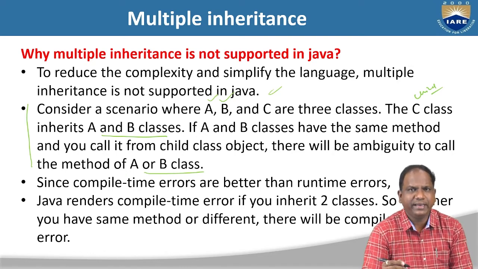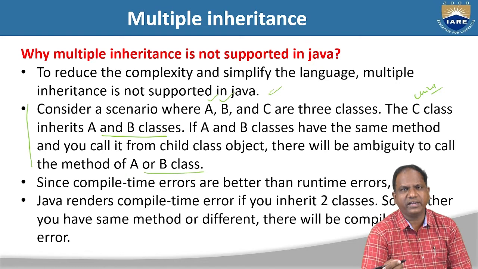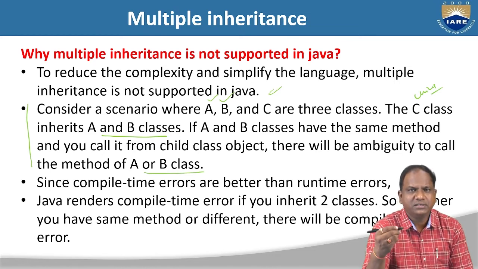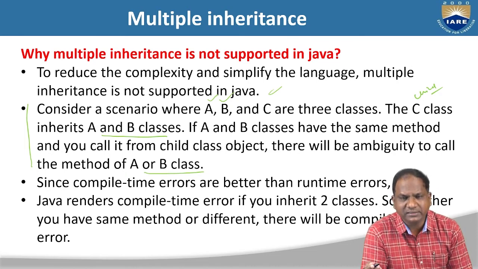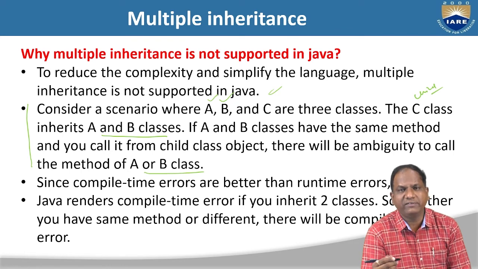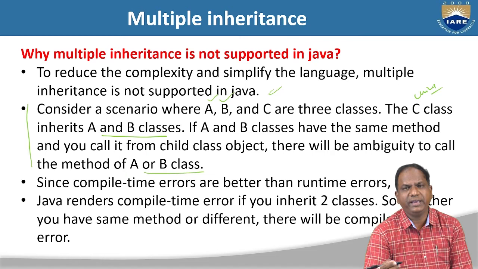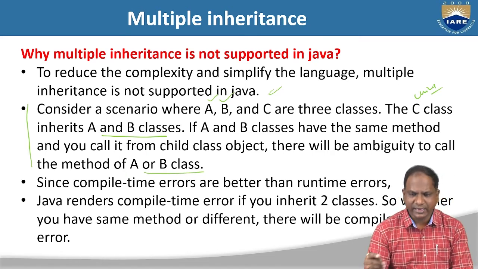Suppose, for example, class A has a method called show and class B has a method called show. If you call it from a child class object, like C1 is equal to new C, then whenever you say C1.show, which show method will be called? The show method is there in class A and also in class B. So which one will be called? There will be an ambiguity. Which method, of A or B, do we need to call? Compile time errors are always better than runtime errors.